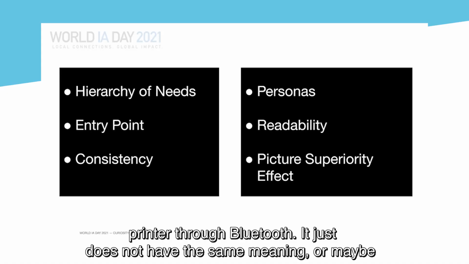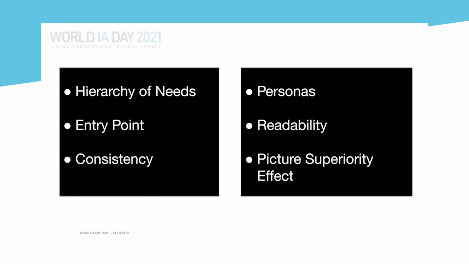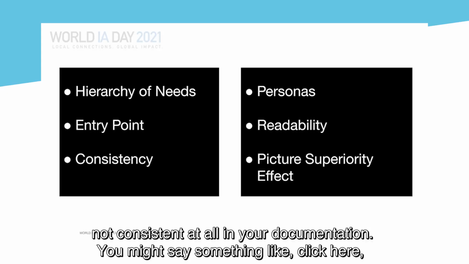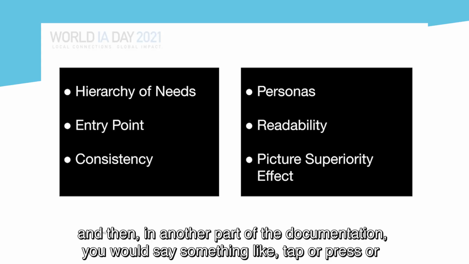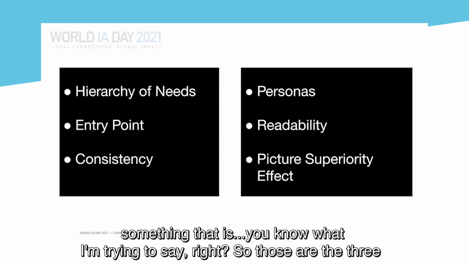It just does not have the same meaning. Or maybe clicking would not be the same, like click, tap. Something that is not consistent at all in your documentation. You might say something like, oh, click here, and then in another part of the documentation you would say something like tap or press or something. You know what I'm trying to say, right?